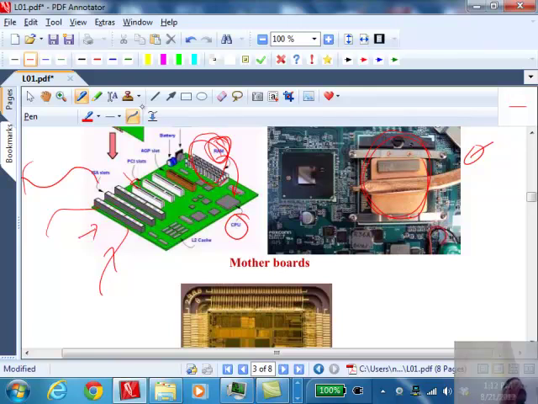So if I ask you to write a very brief description of what the essential elements of computers are, will you be able to do it now?